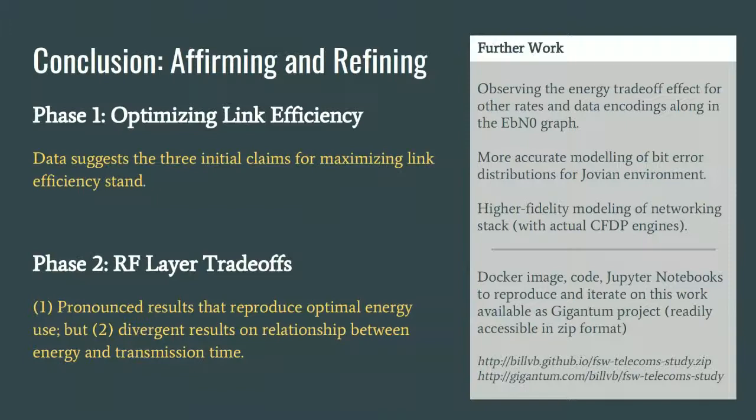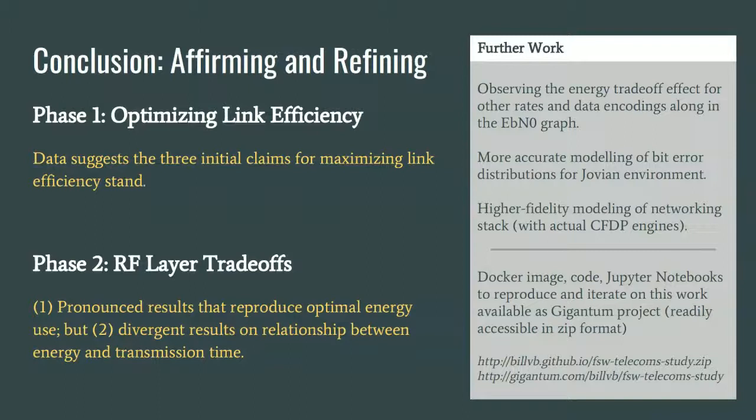So to wrap it all up, in phase 1, I think the reproduction matched the claims from phase 1 fairly well. And the data suggests the 3 initial claims are probably pretty good. In the second phase, I think the picture got a little bit more complicated, and I think that's due to the nature of the second part and looking into the RF system itself just being a little bit more complicated.